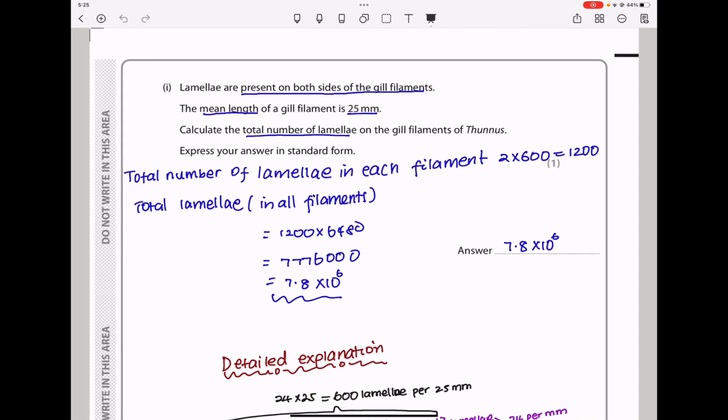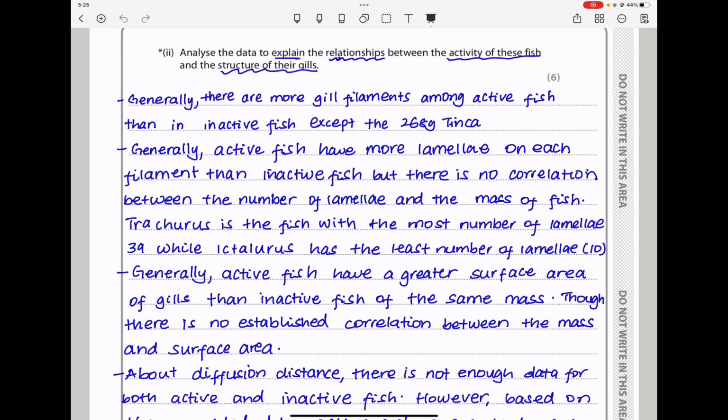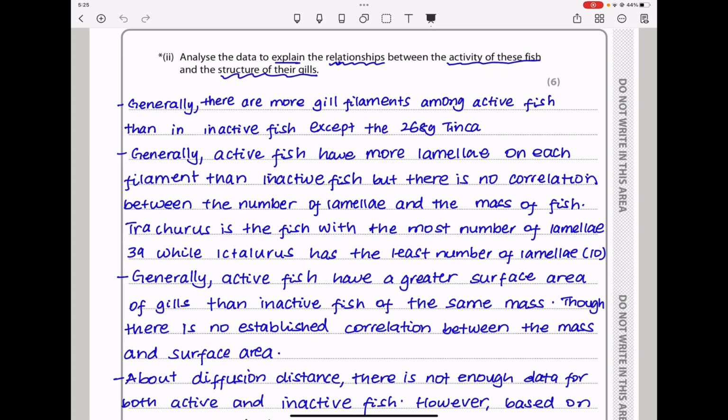So I said, generally there are more gill filaments among active fish than in inactive fish, except for the 268-gram tinker. And generally, active fish have more lamellae on each filament than inactive fish, but there is no correlation between the number of lamellae and the mass of the fish. And again, you can see that from the table. I say Trachurus is the fish with the most number of lamellae, there were 39, while Ictalurus has the least number of lamellae, there were 10.